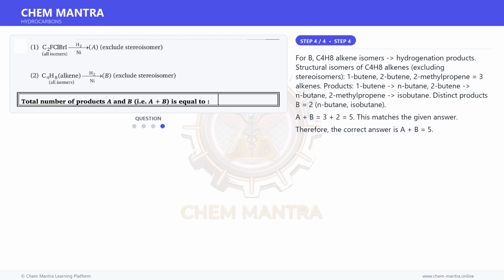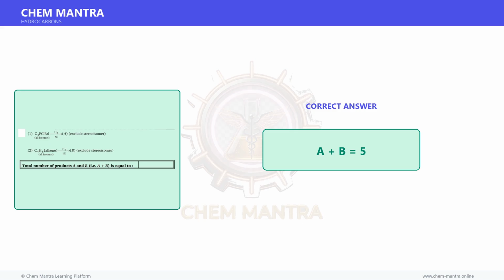Therefore, the correct answer is A plus B is equal to 5. The correct answer is shown on screen.